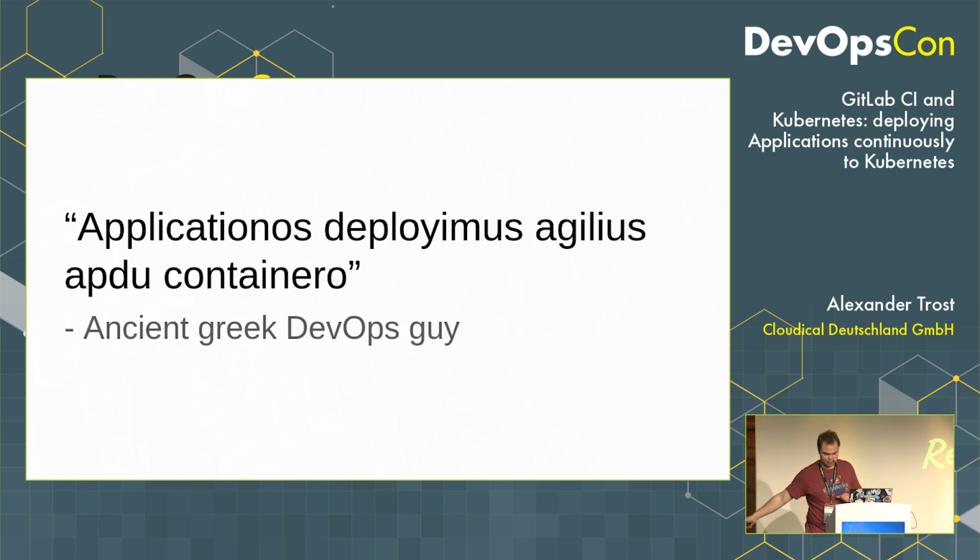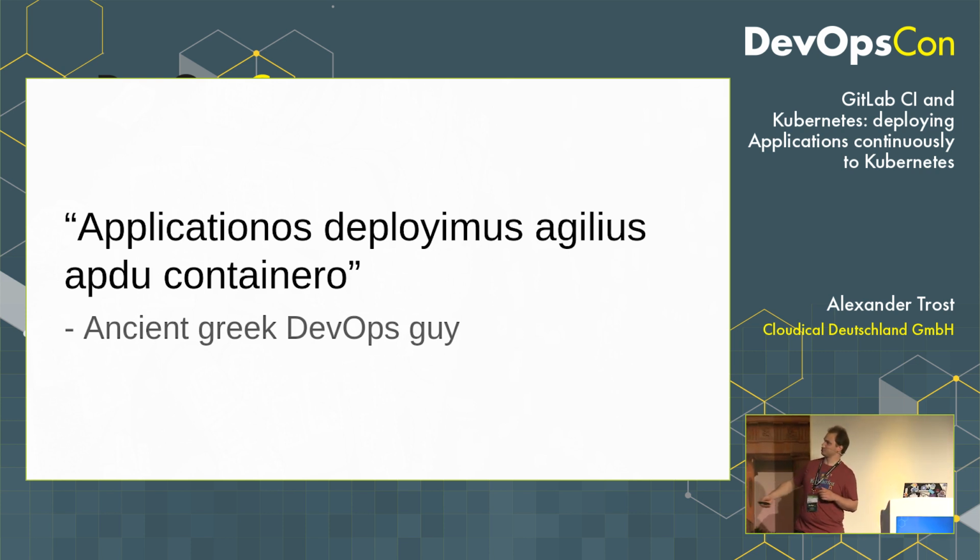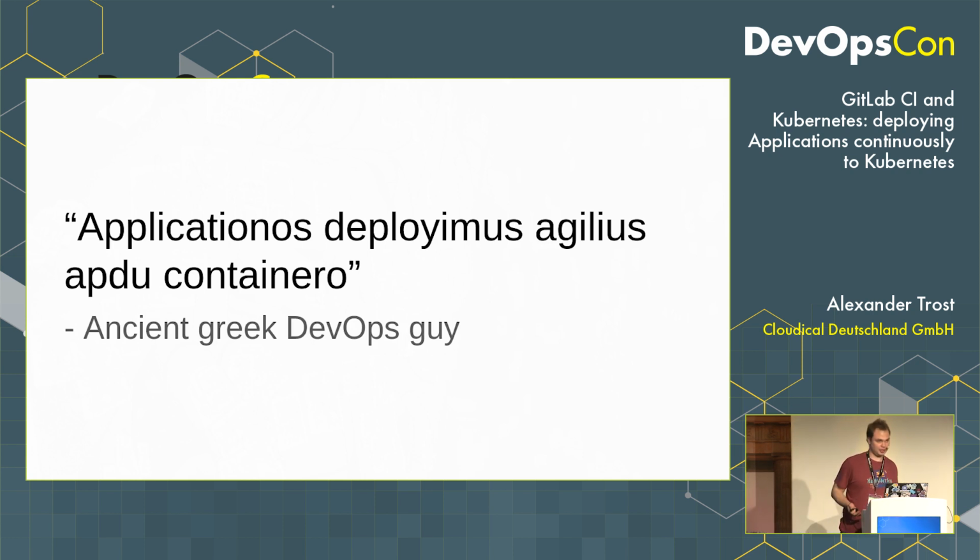Before diving into the GitLab CI part, maybe a short quote from a Greek DevOps guy: "Applikationos deployimus agilus aptu containero." Maybe you've heard it already, but it's basically about being agile and deploying containers.